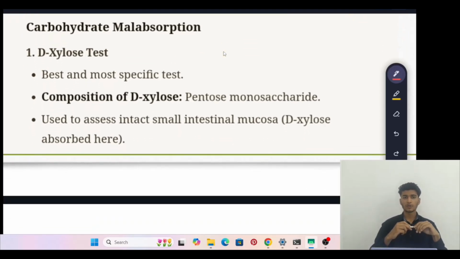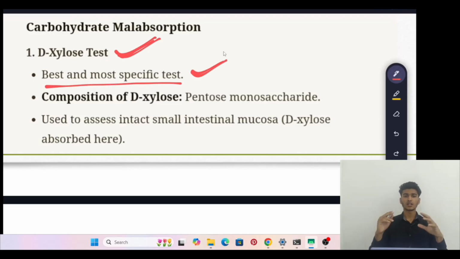For carbohydrate malabsorption, we have a test called the D-xylose test. This is the best and the most specific test. What does D-xylose consist of? D-xylose is a pentose monosaccharide. What are the steps with which we will identify that the carbohydrate is getting malabsorbed?